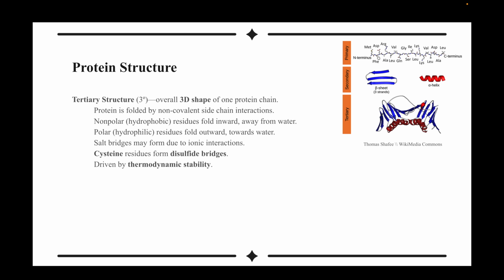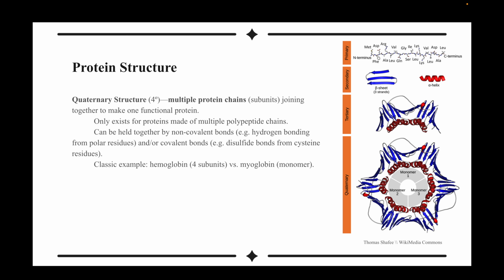Two important things to note: cysteine residues will form disulfide bridges amongst each other, and all of this is driven by thermodynamic stability, meaning the final conformation of a protein in its tertiary structure is the most thermodynamically stable conformation it can have. Quaternary structure is when multiple protein chains or subunits join together to make one functional protein.